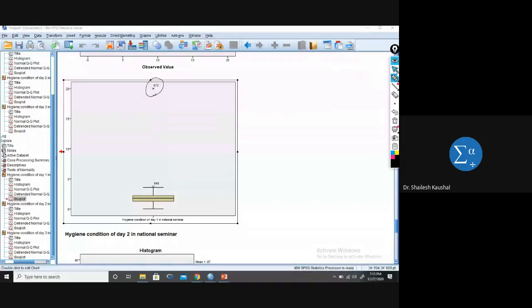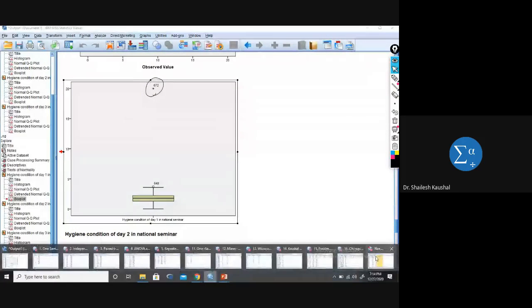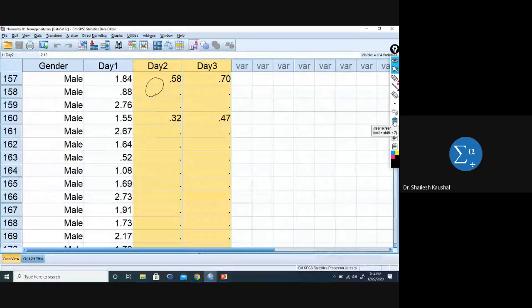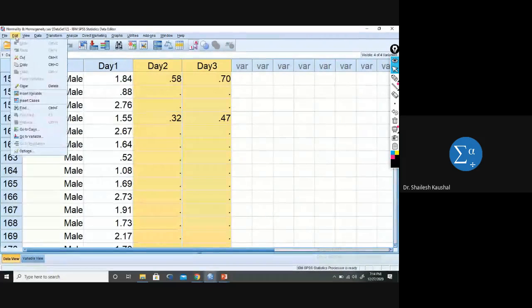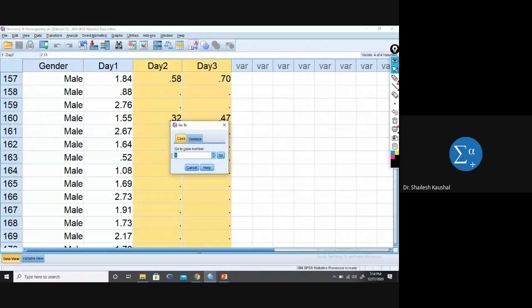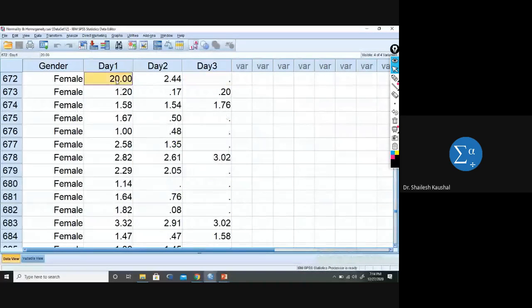Then we correct our data. So how to find the outlier? We go to 672. We go to Edit, then Go to Case, case number 672. So I am typing 672 here and then Go. So we get respondent number 672, and what is here? 20.